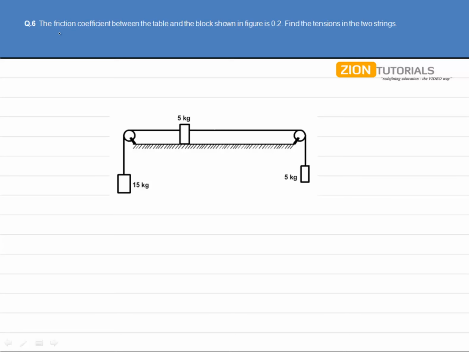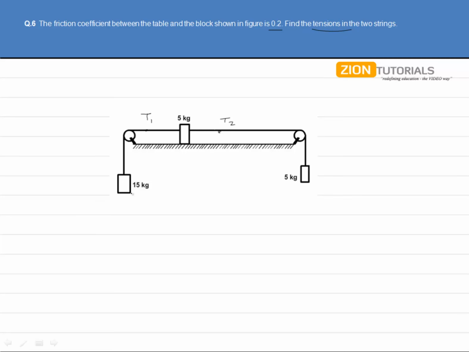As the question says, the friction coefficient between the table and the block shown in the figure is 0.2. Find the tensions in the two strings. So friends, let us assume that there is tension T1 in the first string and T2 in this string.